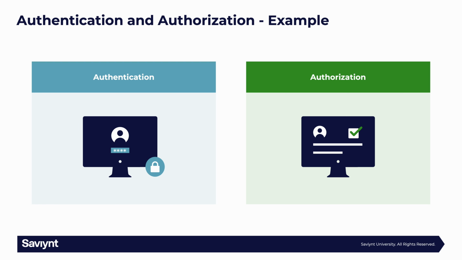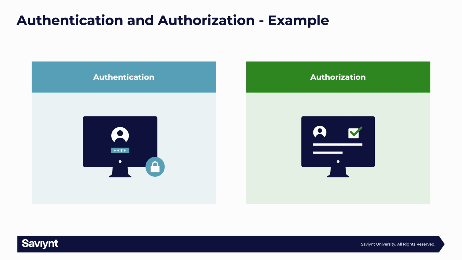Authorization happens once you are logged in. The system determines what actions you're allowed to perform. For example, if you're an account holder, you can check your balance and transfer money. If you're an admin, you may have access to user management or system settings.